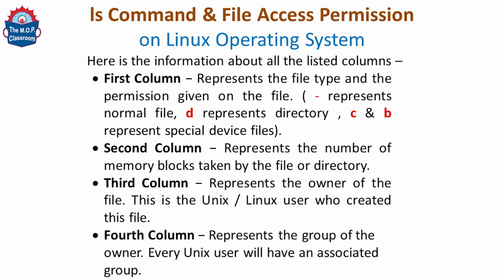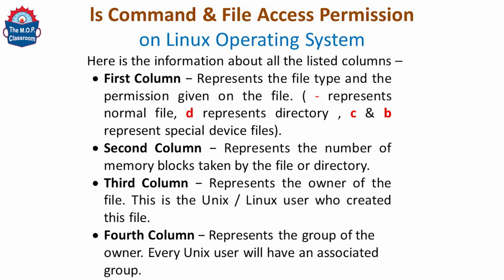In Linux operating system, or Unix, everything under the file system is going to be a file, whether it is a file or a directory or an input output device, everything is going to be your file. The second column represents the number of memory blocks taken by the file or directory. A directory is also a special file.